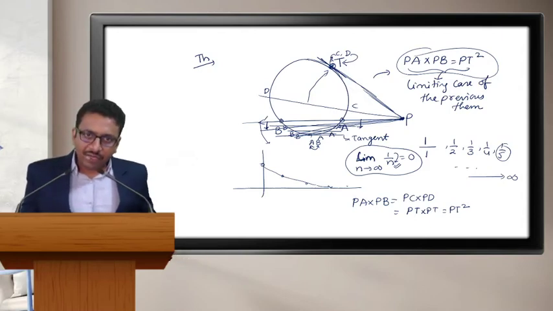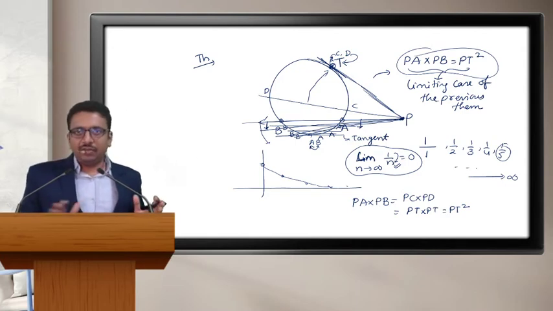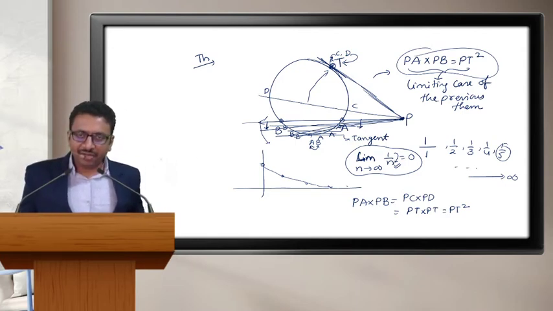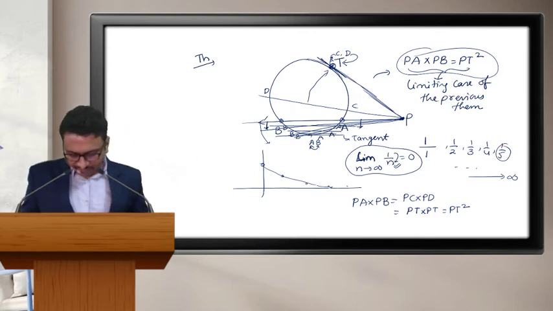So the theorem that we are going to look at is PA into PB is equal to PT square. Let us try to prove this theorem, okay? Yes, sir.